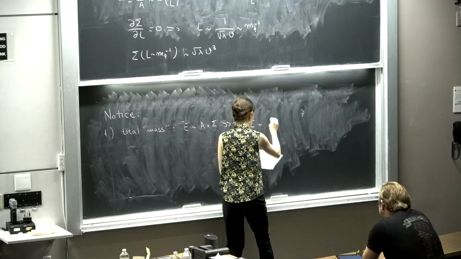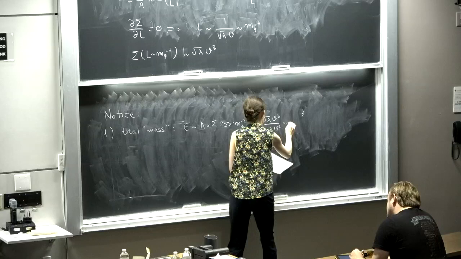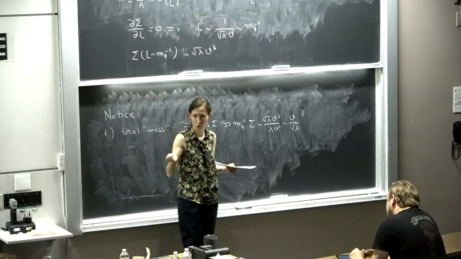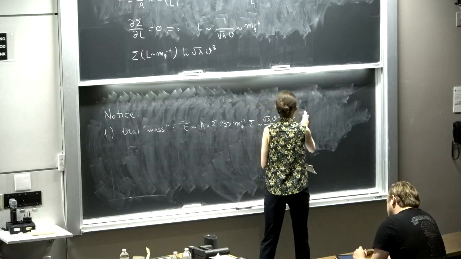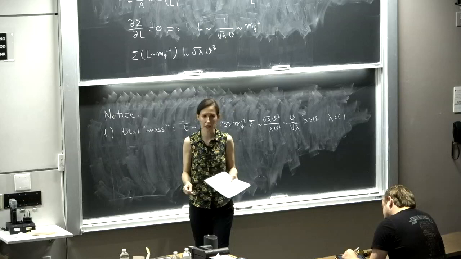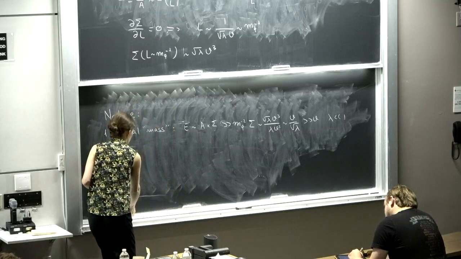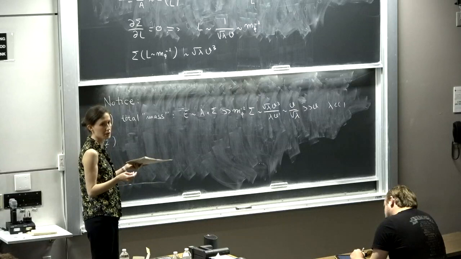And putting in numbers, notice this goes like V over root lambda. So notice that, unlike the perturbative spectrum where the mass of our particle is always proportional to the coupling, as we take lambda perturbative, so if we take lambda very tiny, the mass of this object just gets bigger and bigger. Another comment I want to make is that this is well below the low energy regime of the theory.